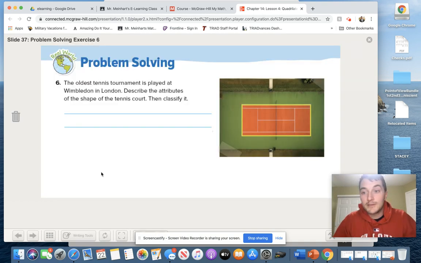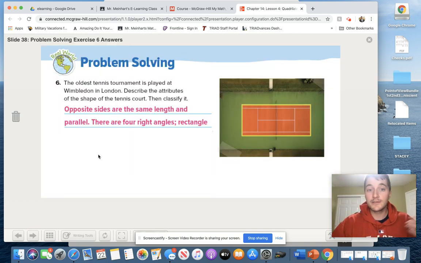All right, problem solving. The oldest tennis tournament is played at Wimbledon in London. I want you to describe for me the attributes of the shape of the tennis court. So what is outlined? Okay, describe the attributes, then classify it. Tell me what shape that is. Pause the video, do it now.